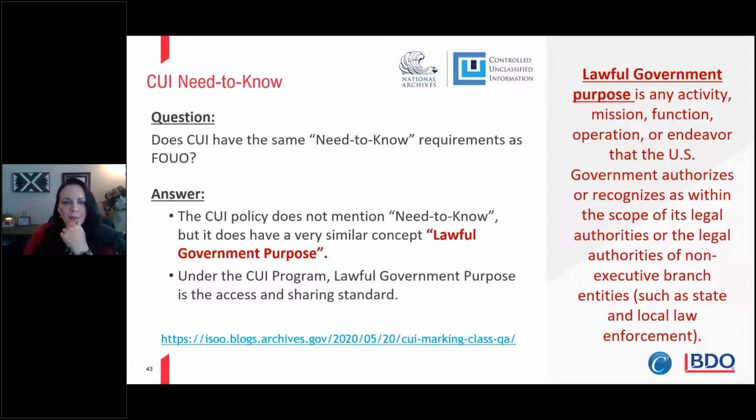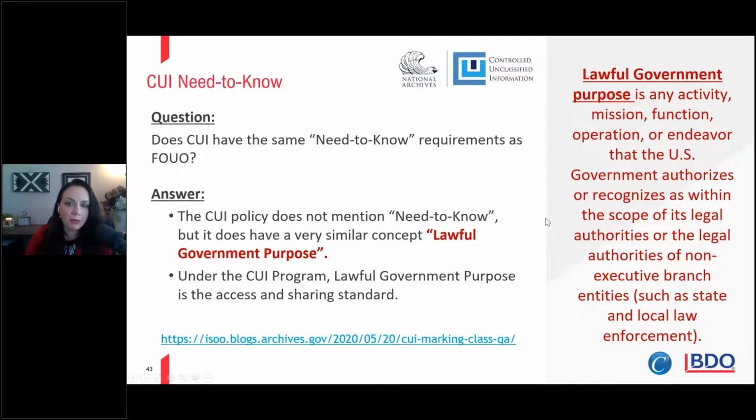We also talk about something called a need to know. So we know in the classified world, personnel who need to access classified information have a need to know. For CUI, they have something very similar. They call it a lawful government purpose. And lawful government purpose is any activity, mission, function, operation, or endeavor that the U.S. government authorizes or recognizes within the scope of its legal authorities or the legal authorities of non-executive branch entities, such as state and local law enforcement.